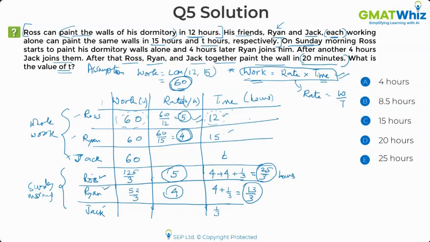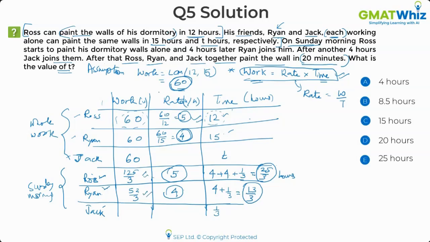Again, I'll pause at this point because I want to be sure that this is perfectly clear. Please mark yes if till here it is perfectly clear. What I did was I knew the time, 12 and 15. I assumed the work and found the rate. And once I knew the rate, I found out, using the rate and the time that they worked for, how much they have completed. So Ross did this much, Ryan did this much.